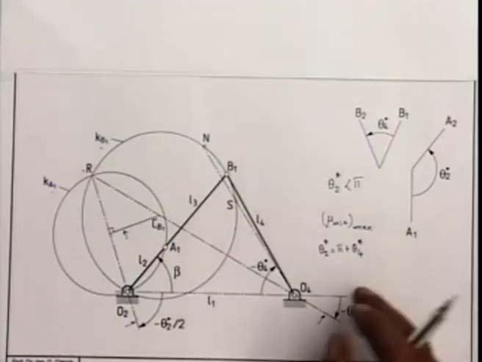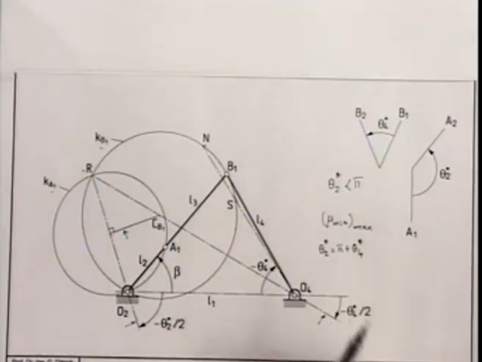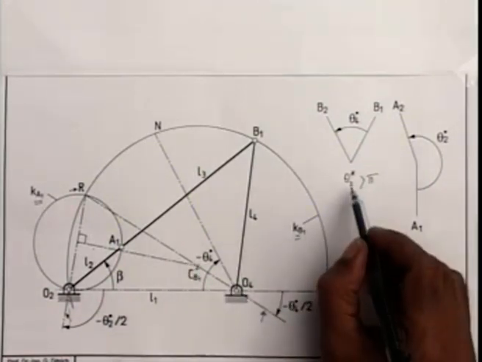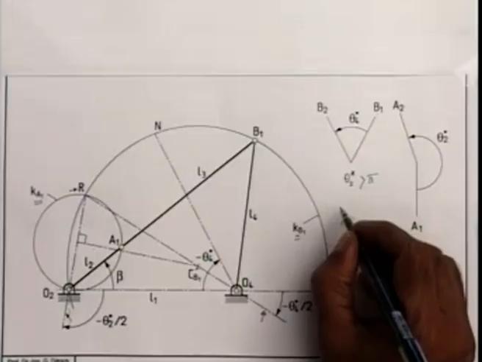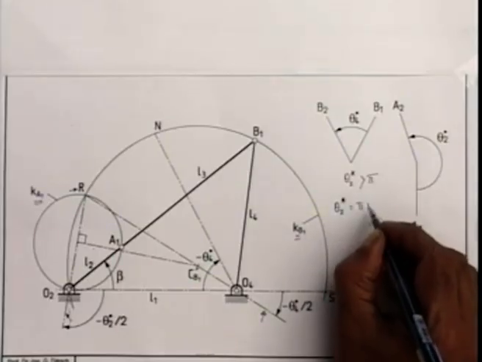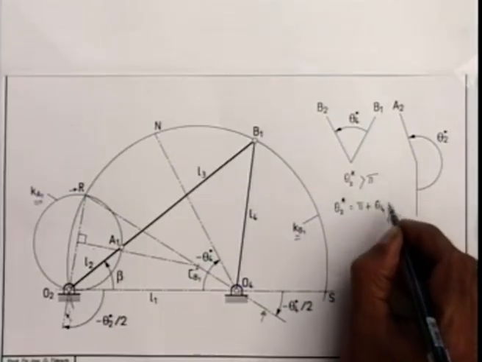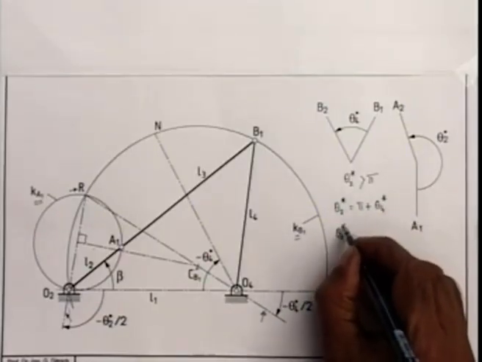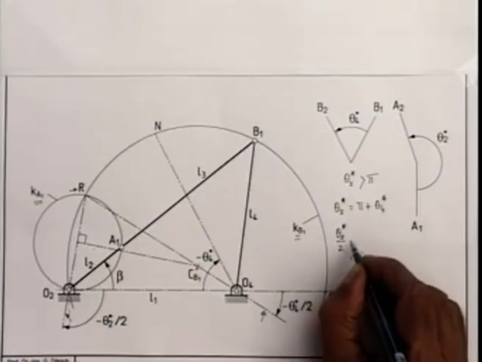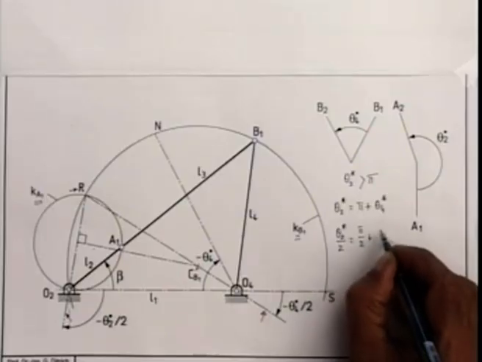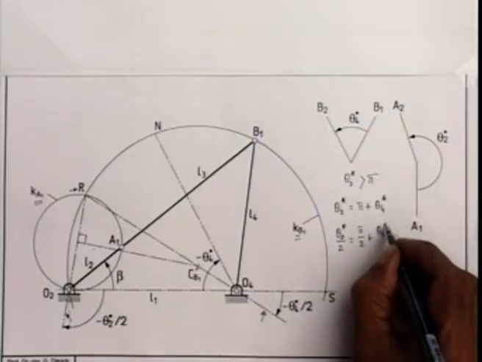To explain this, let me go back to the previous drawing. Looking at this figure which was drawn for theta 2 star more than pi, let us consider the special case if theta 2 star happens to be equal to pi plus theta 4 star. That means theta 2 star by 2 is pi by 2 plus theta 4 star by 2.